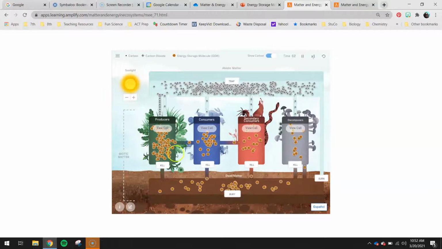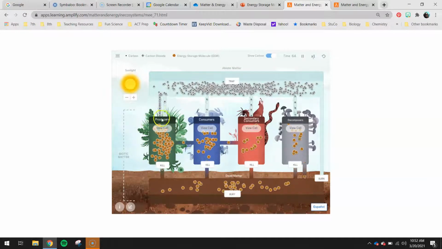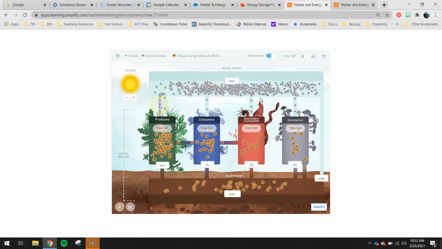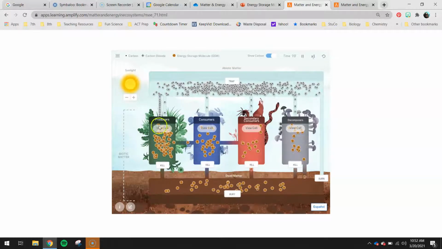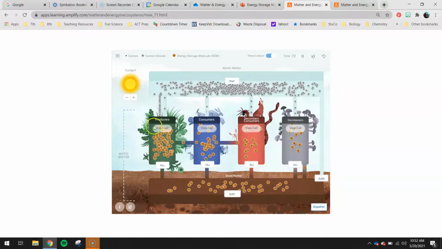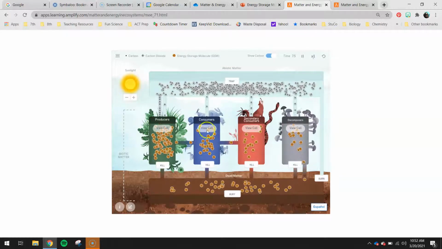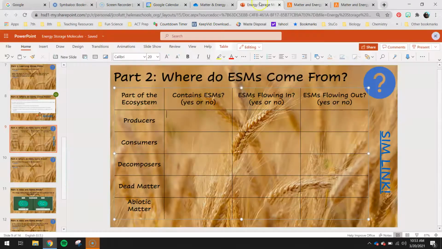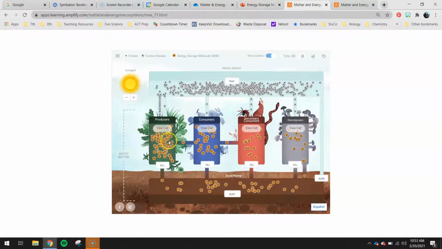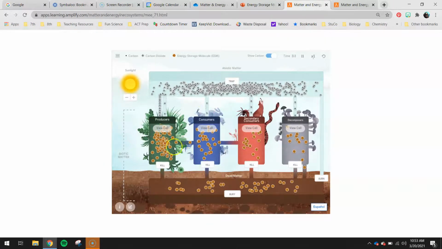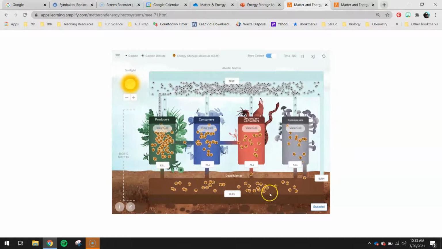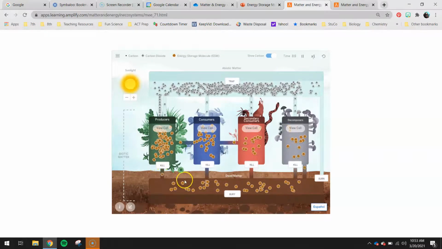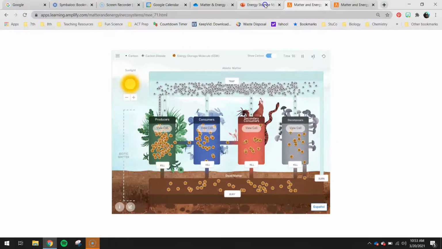So I'm going to go ahead and tell you the answer to that is no. Because where do you see any little chocolate chip cookie looking things coming into the plant? No, they're coming in right here, but what does that tell you about what producers are doing? Versus if we look at consumers, are they coming in? Yes, they're coming in through the producers. So think about that and make sure you identify the difference. And then yes or no, ESMs flowing out. Same kind of thing. If we look at producers, yes, we do have ESMs flowing out. Looks like they're going into the consumers, but looks like they're also going into dead matter down here.